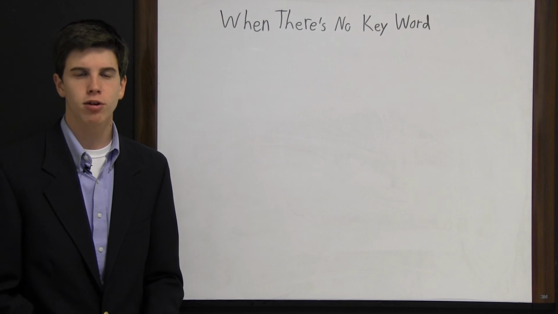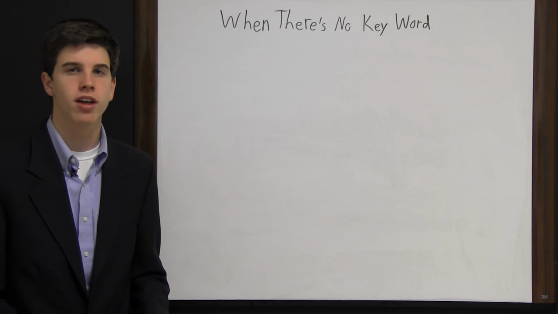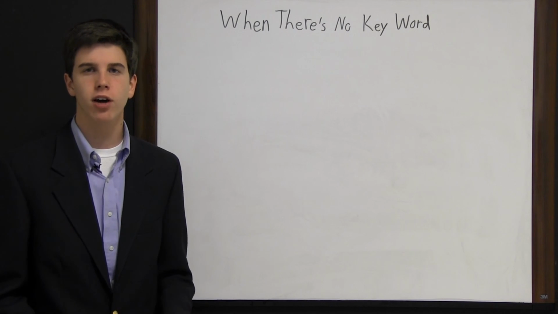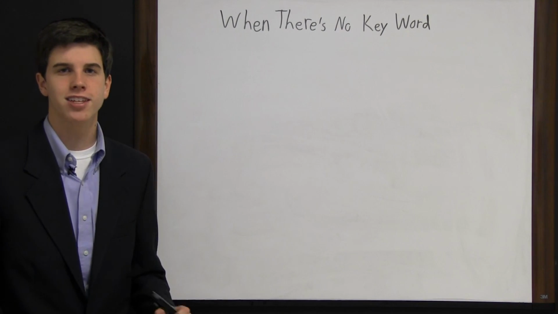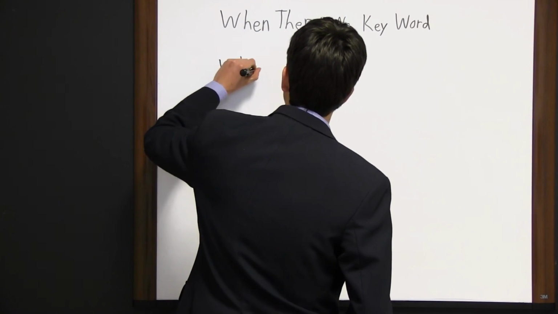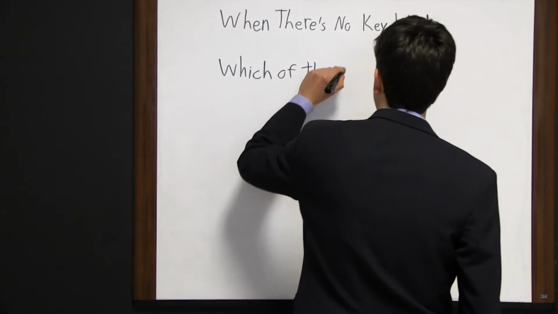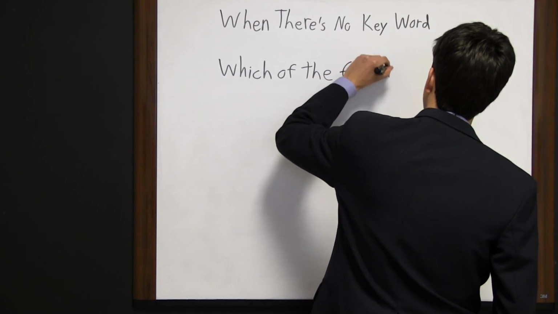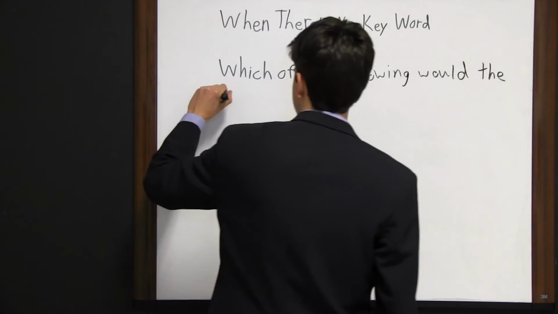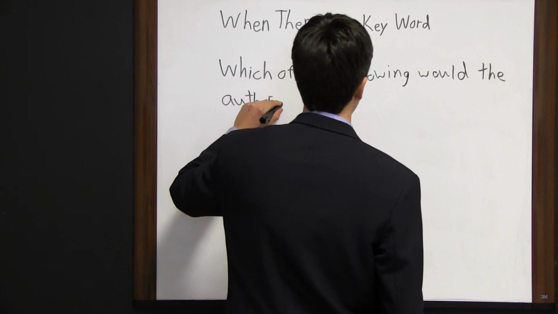So what do you do if you come across a question that does not contain a keyword? As a test taker, you've been trained to look for the keyword in the question to help you determine the answer. But if there's no keyword in the question, then where do you go from there to determine the answer? Well, let's take a look at this example, and then I'll show you how to find a keyword. This example is going to say, which of the following would the author of the paragraph likely agree with? So this is going to be our sample question, and as you notice, there's no main point in it.